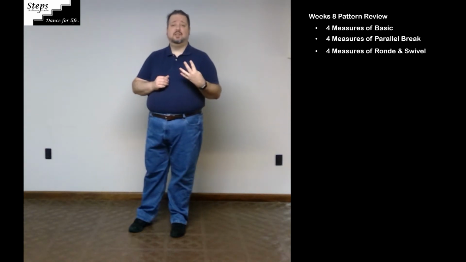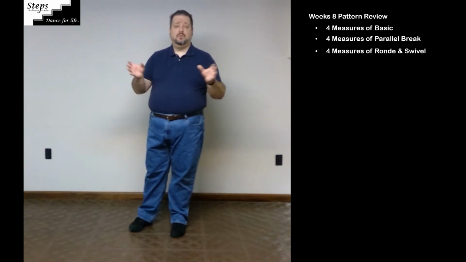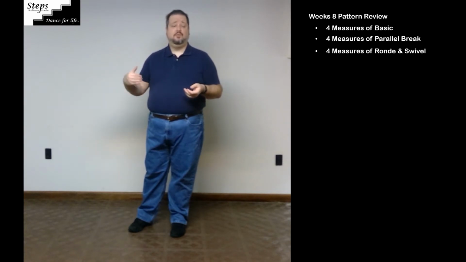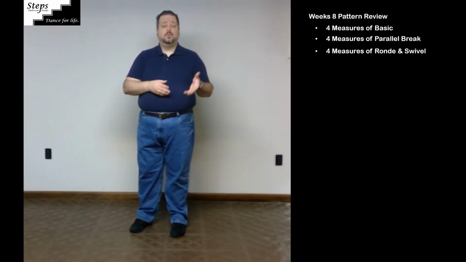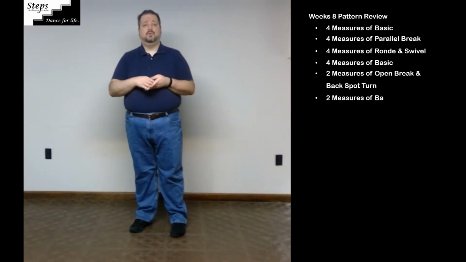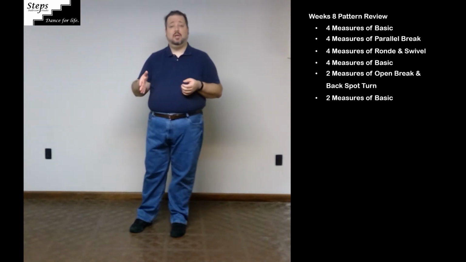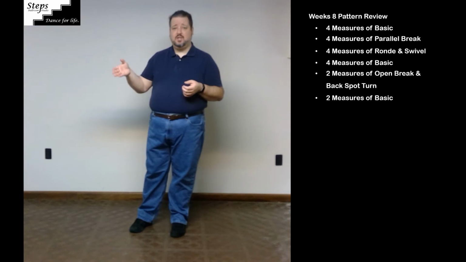Okay, so we have our total sequence now for our Salsa II class. We start with 4 measures of basic. At the end of that 4 measures of basic, we move to palm open position for parallel break. Parallel break will take 4 measures, which we will move directly from, holding around the 4th measure, to move into 4 measures of ronde and swivel. At the end of ronde and swivel, we return back to 4 measures of basic, although this will be the last time we come back to basic before the end of the sequence.